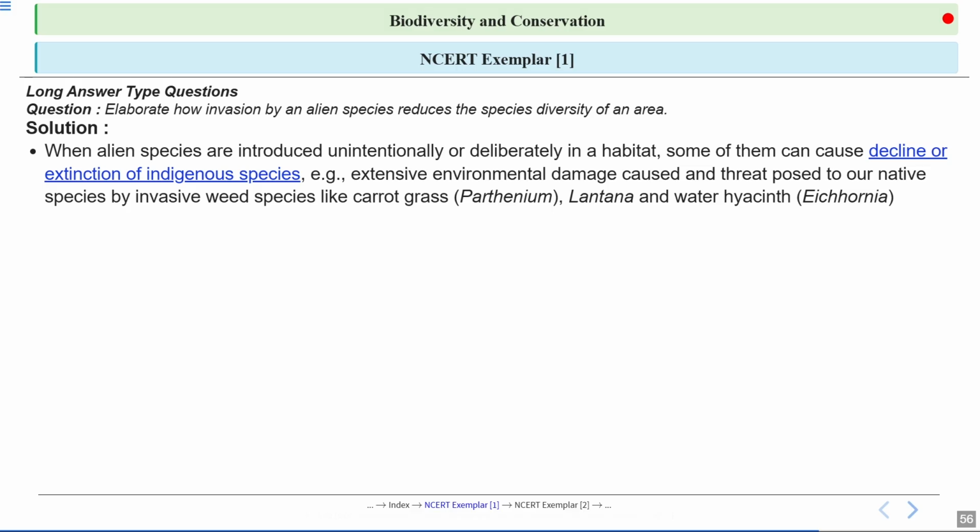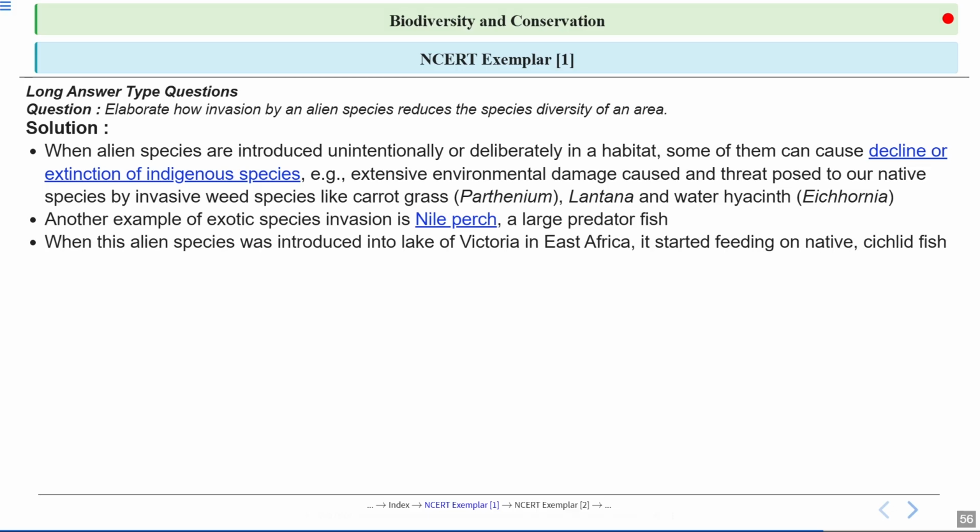Similarly, the Nile perch, a large fish, when introduced into new waters, can become a top predator and threaten native fish populations. This shows how invasive species can cause serious environmental damage and threaten biodiversity. Another example of exotic invasion is the Nile perch, that we have already discussed. So these are all invasive species: Parthenium, lantana, water hyacinth, and Nile perch.